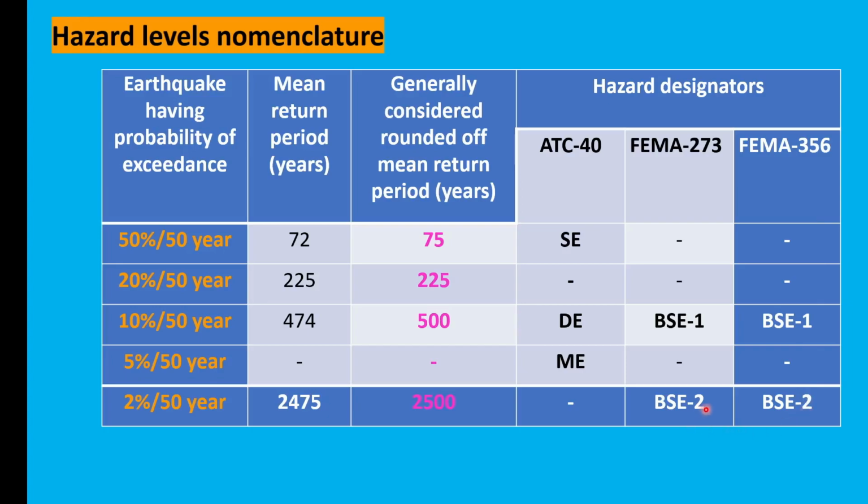So here of importance is the design earthquake, for which we generally design, and basic safety earthquake 1 and basic safety earthquake 2, for which we also design and check the buildings so that they satisfy our performance levels and acceptance criteria.